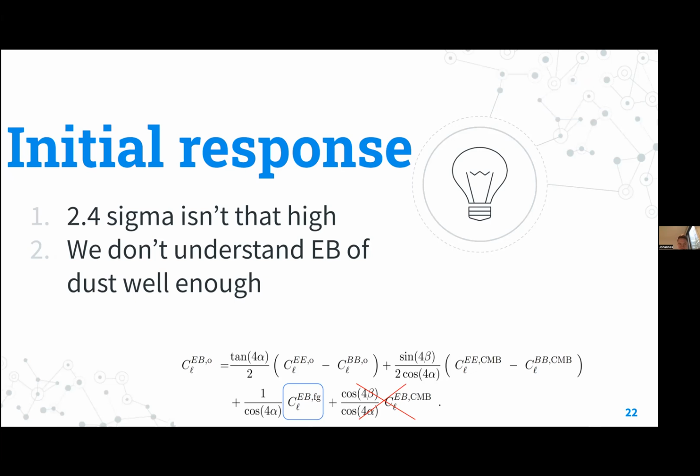Yes, and I remember the initial response, as I said, when this came out, people were excited, but 2.4 sigma isn't that much. And at the time, they hadn't really put the EB of the foreground into the analysis. They had argued that Planck has observed positive TB from dust, which means that there should be positive EB from the dust. That's a good thing for this analysis, because if there is positive EB from dust, that would increase the signal. But in this analysis they didn't put in a template for the EB of the foreground or try to model it in any way. And people were skeptical of that.